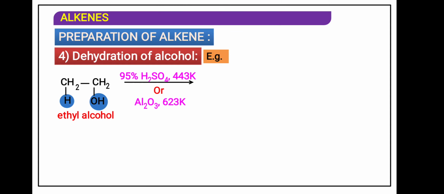A primary alcohol means the functional group is attached to a carbon atom that is attached to only one carbon. For primary alcohol, 95% sulfuric acid is required. In our textbook, 5% is written. Please make a correction on page number 241. Or 75% is written, I think so. I have made the correction as 95%.